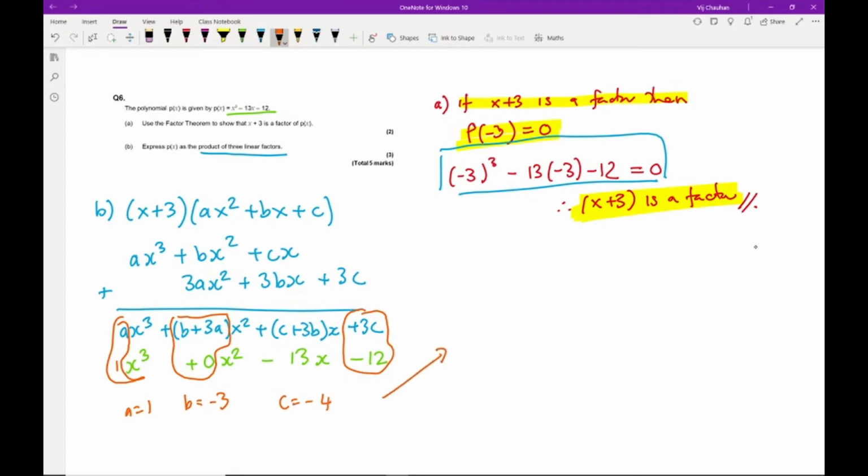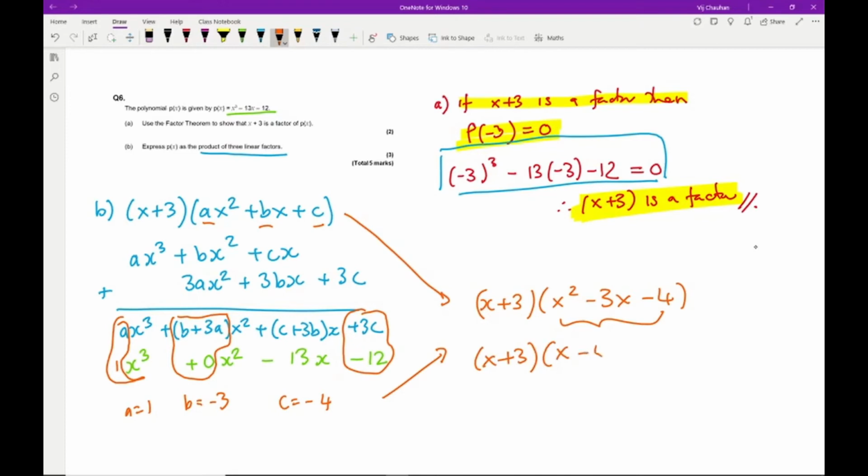So from this, what we've then got is to now substitute my values of a, b, c in. I get x plus 3, and then I'm going to get x squared minus 3x minus 4. And if I then go on to factorize this, I get x plus 3, x minus 4, and x plus 1. And there is my final answer.